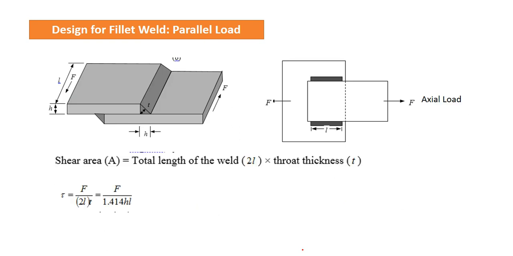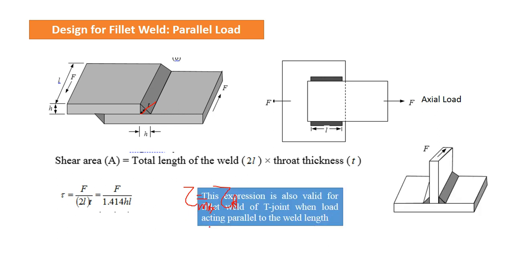So these expressions are for the case of the parallel weld. We have the same expression. We assume that the failure is taking place along the throat, and this is how we can find the stress here. And again, the design equation is the same: the maximum stress should be equal to the design stress. So this is the maximum stress, and we obtain it using these expressions, and they are valid for other cases as well.